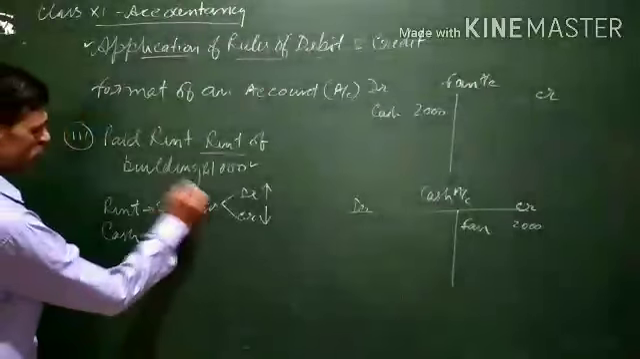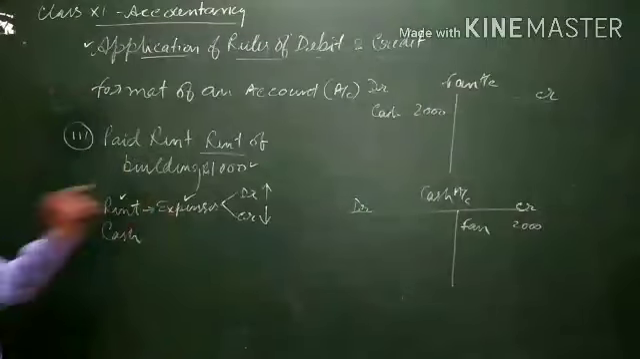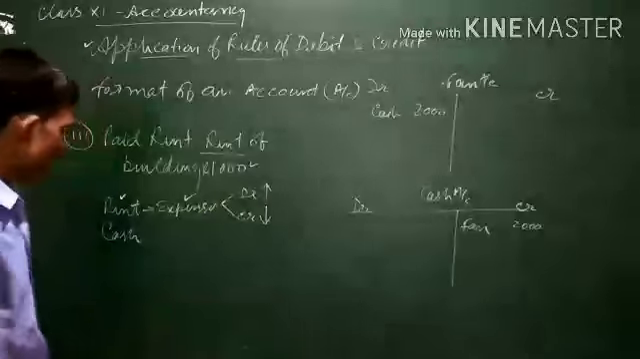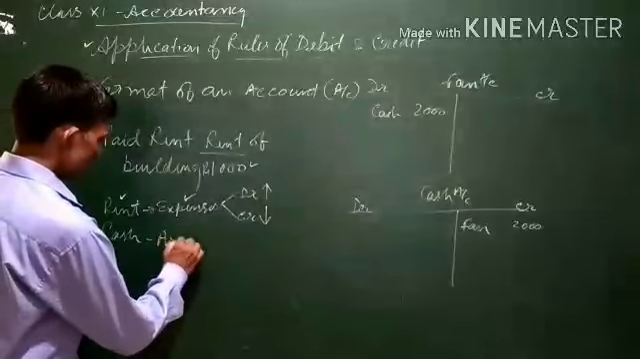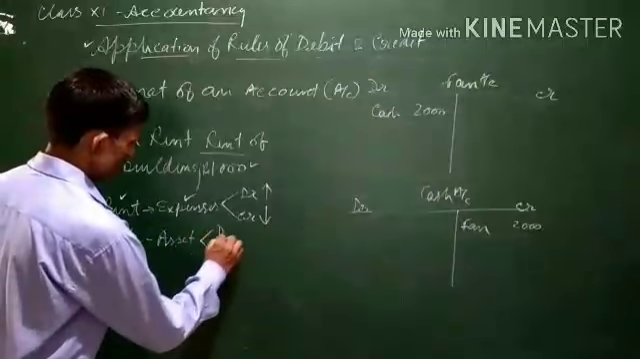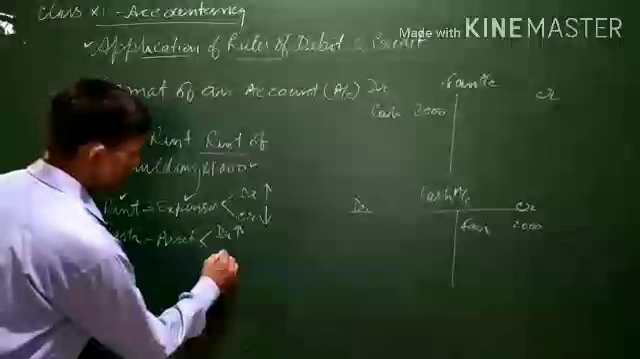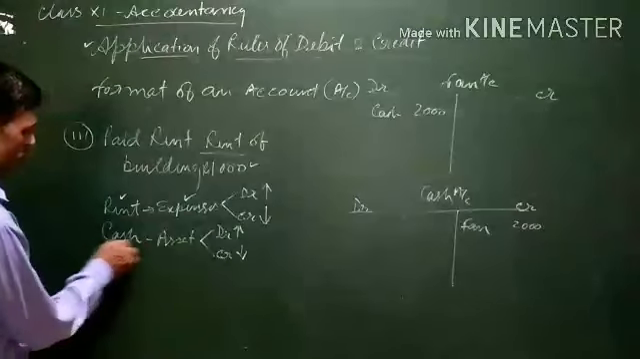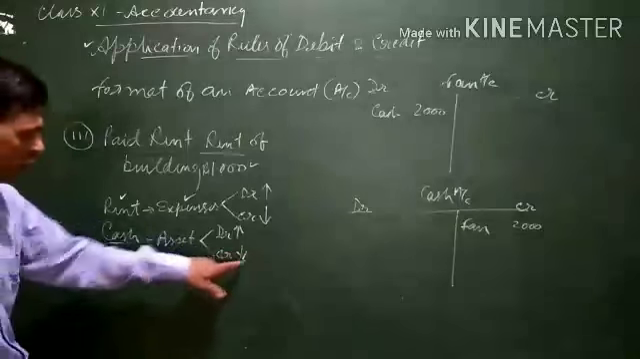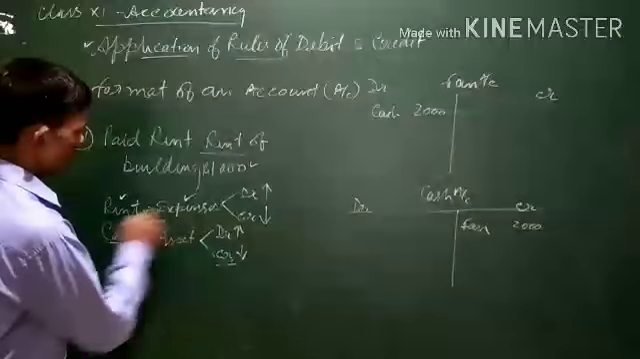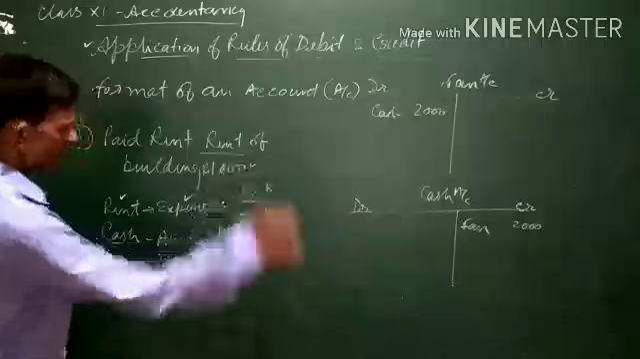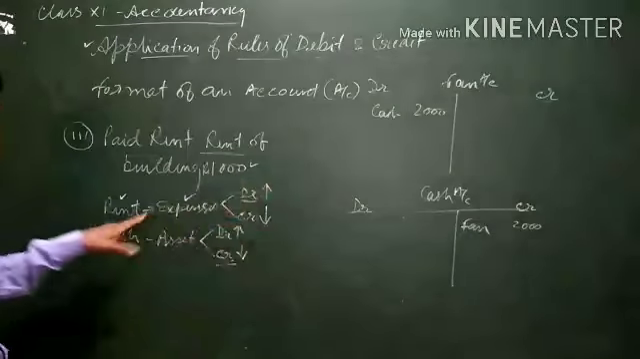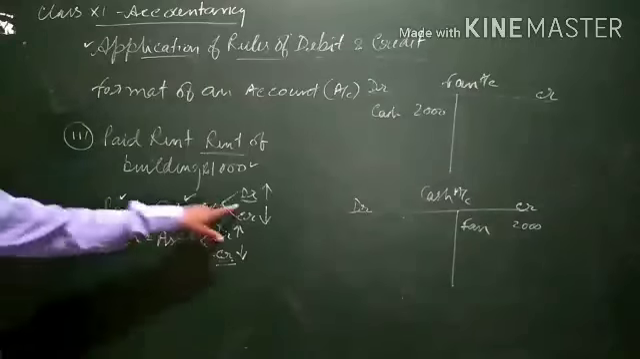So if we are paying rent, our expenses will be increasing, so it will be written on the debit side. Cash is again an asset, and by the rule for asset, increase is debited and decrease is credited. So if you are paying rent, your cash will decrease, and for decrease it will be credited. Rent is an expense, so it should be debited.